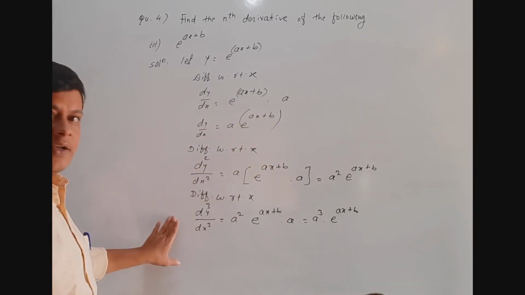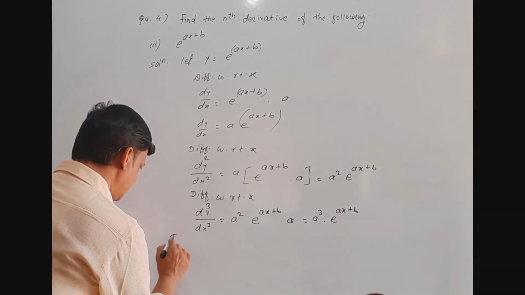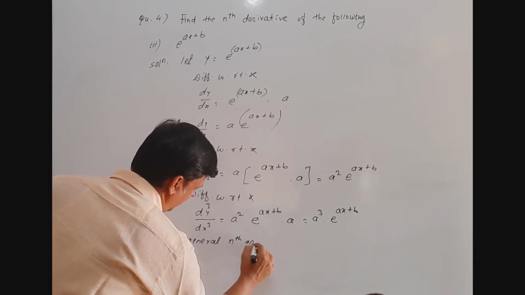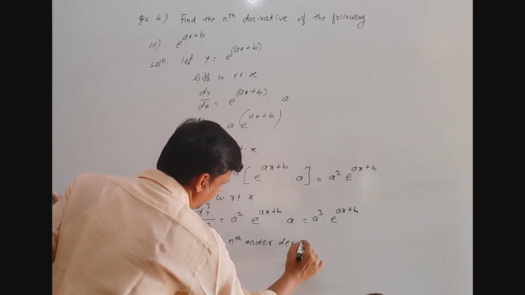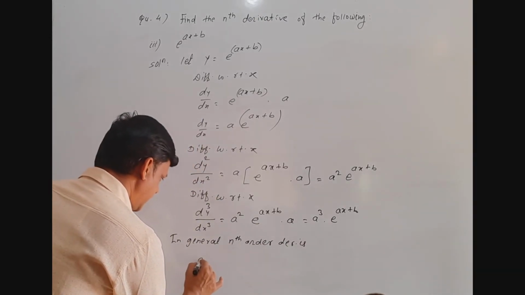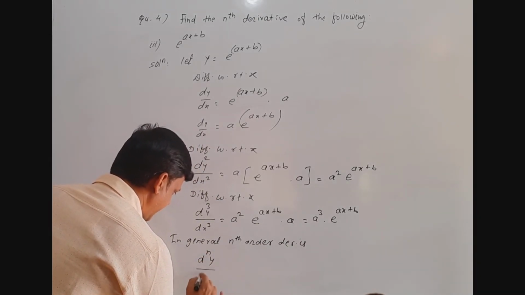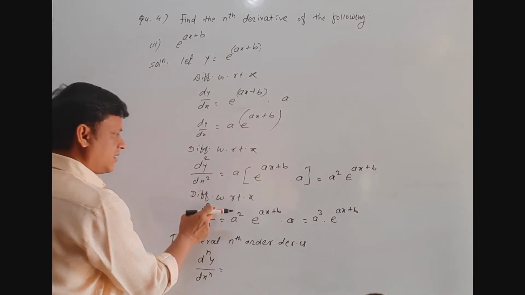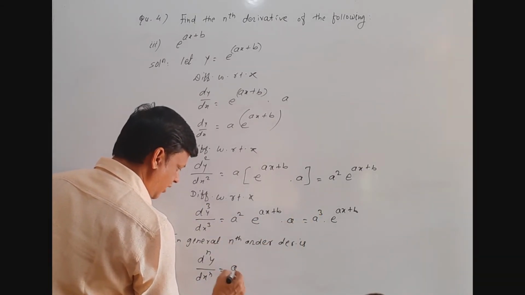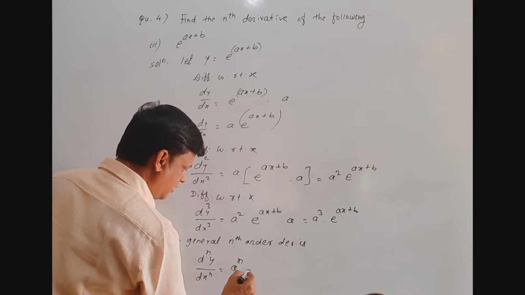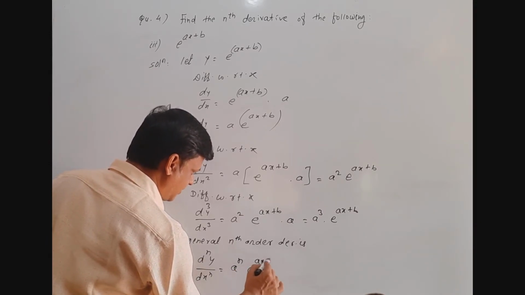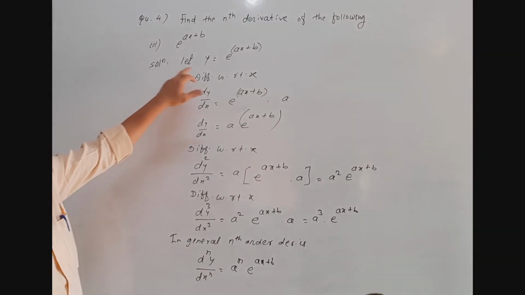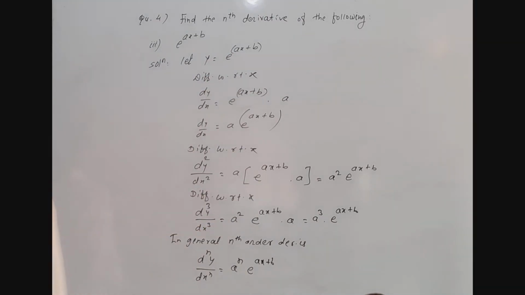Now from this we write nth order derivative. So write here in general nth order derivative is, so we write here dny by dxn is equals to, here if order is 3 we get a raised to the power 3, if order is n we get a raised to the power n into e raised to the power ax plus b as it is. So in this way we find nth order derivative for function y equals to e raised to the power ax plus b.